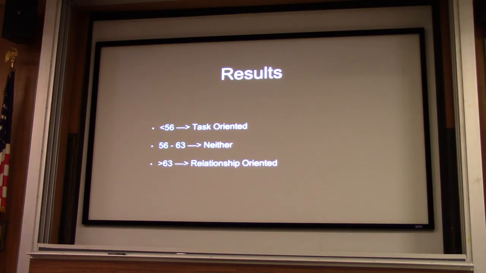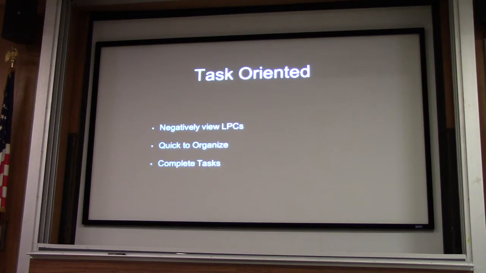So these are generally what your results fall into. If your added up scores are less than 56, you're identified as more of a task-oriented leader. 56 to 63, I guess you're in the middle ground, you get nothing. And over 63, you're more relationship-oriented. So the way it works out, if you do the quick math, if you were probably in the averaging 3 or 4 range in this scale, you're more relationship-oriented. But if you were down below 3 in the 1s and 2s and everything, you're more task-oriented.